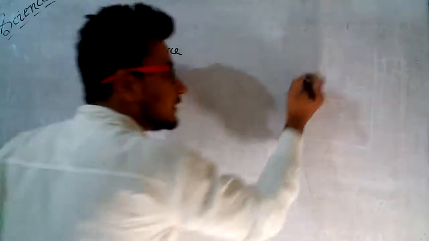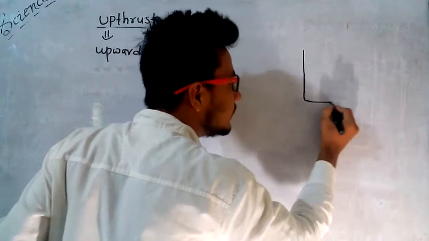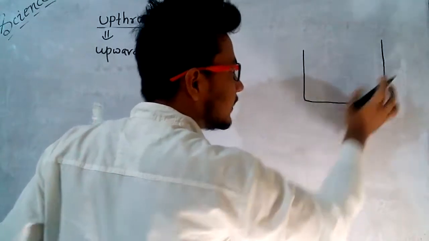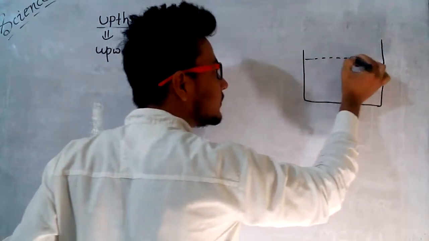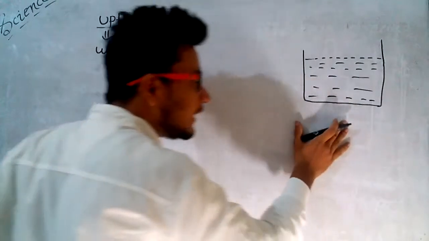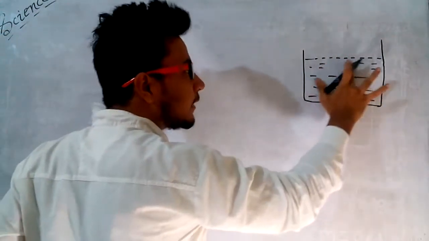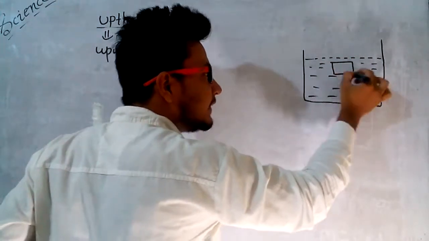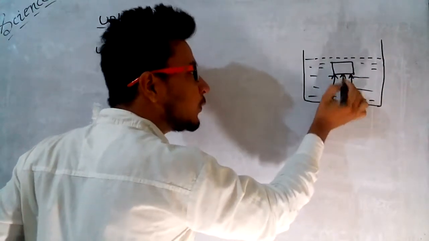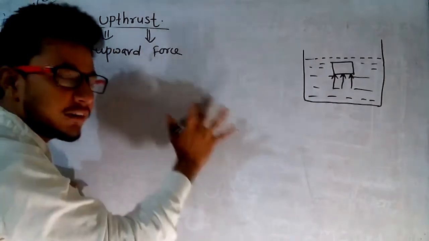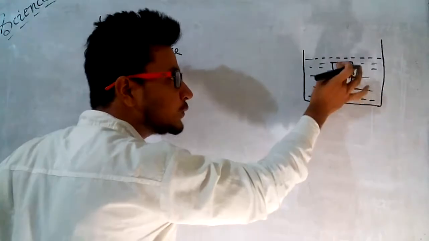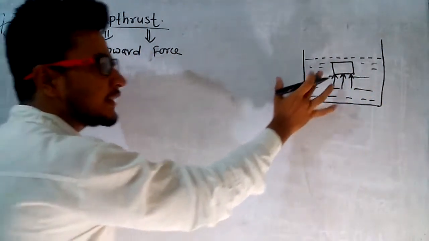Suppose this is a beaker filled with liquid. When I place or immerse a body inside a liquid, this liquid gives an upward pressure, an upward force, and that force is called upthrust. Clear or not? When a body is immersed in a liquid, the liquid gives an upward force to that body, and this force is called upthrust.